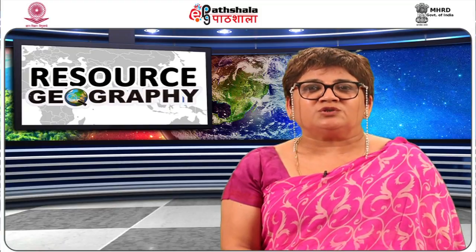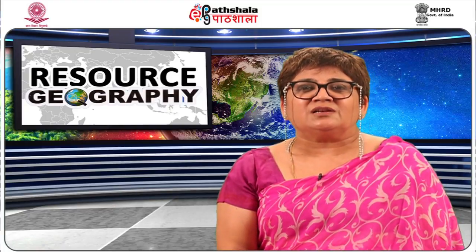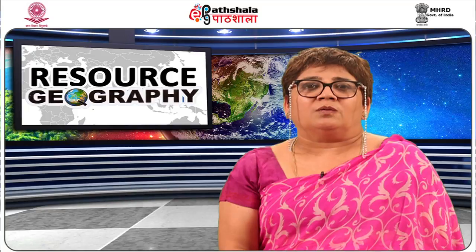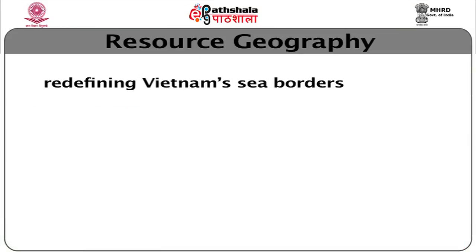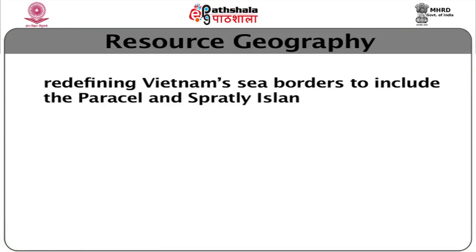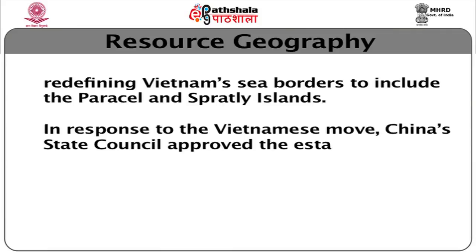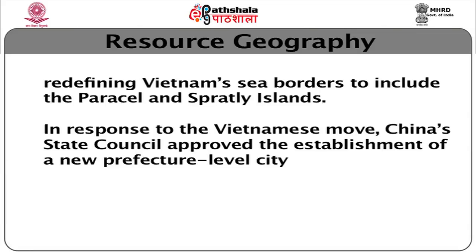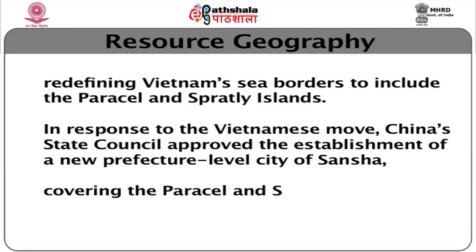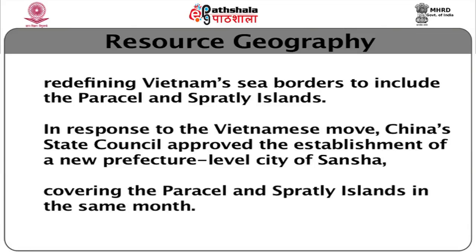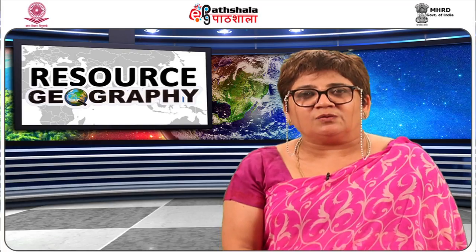In July 2012, Vietnam's National Assembly passed a law redefining Vietnam's sea borders, including the Paracel and Spratly Islands. In response to Vietnam's move, the China State Council approved the establishment of a new prefecture-level city, Sansha, covering the Paracel and Spratly Islands in the same month. Let's now look at the other example.